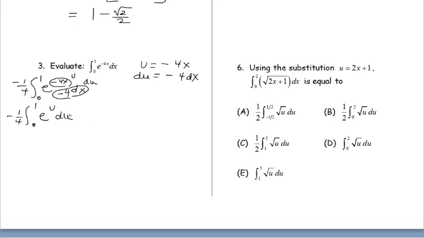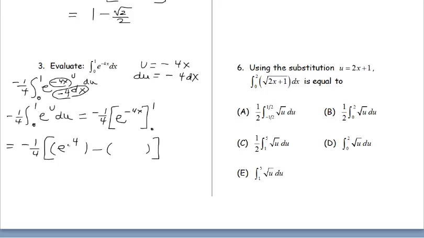Okay, and once it looks like this, it's in this exact form, we can integrate back to e to the u. Negative 1/4 ready to integrate. E to the negative 4x evaluated at 0 to 1. So e to the negative 4, e to the 0. And we know that's going to be 1.